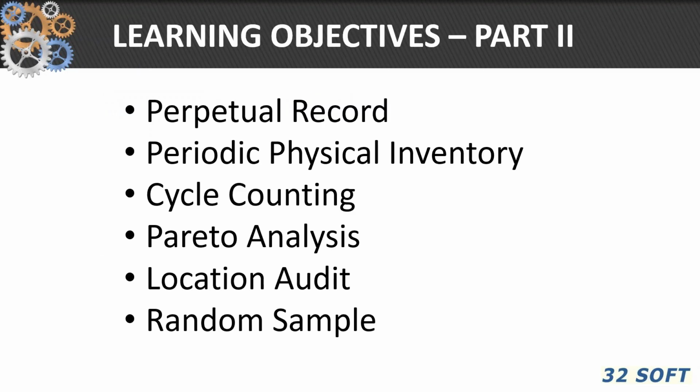And today, what we'd like to try and concentrate on is what we call the perpetual record. We'll talk a little bit about taking a physical inventory control, a little bit about cycle counting. We'll talk about this gentleman called Mr. Pareto analysis, and we'll mention some other types of inventory audits and random sampling techniques.